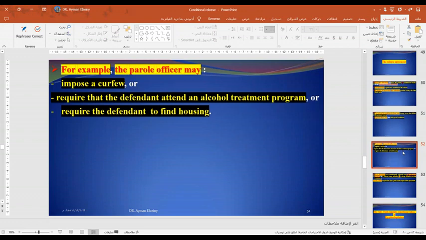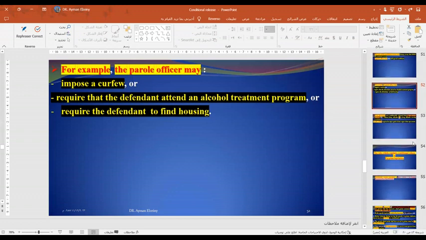For example, the parole officer may impose a curfew, okay, or require that the defendant attend an alcohol treatment program, or require the defendant to find housing for the homeless. يعني ممكن كمان يضمن الاجريمنت دي اللي هو هيوقع عليها شروط خاصه، زي مثلا ان هو يخضع لنظام الهوم ديتنشن كيرفيو اللي احنا درسناه في البدايه السنه اللي فاتت، او انه يخضع لعلاج من الإدمان، أو إنه يدور على منزل ويلاقي منزل بالنسبة للهوملس.